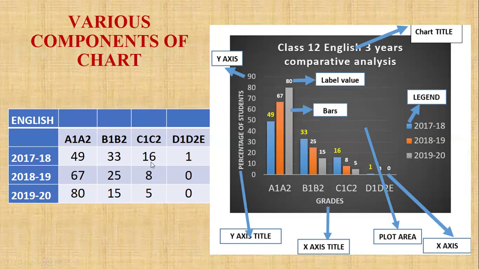Okay. Now this is actual data, which has the A1, A2s and B1, B2s of these 3 years from our class 12 result of English. So that is what we have projected in the graph. These are the basic components.